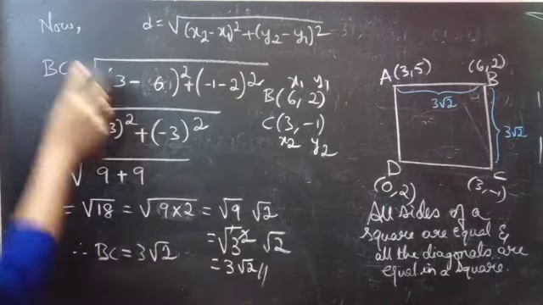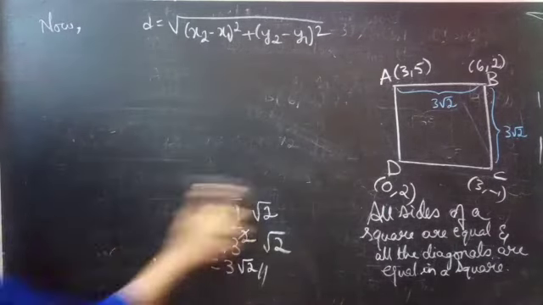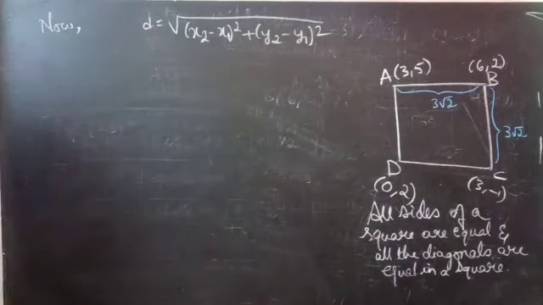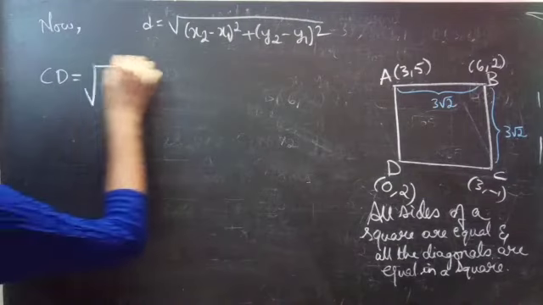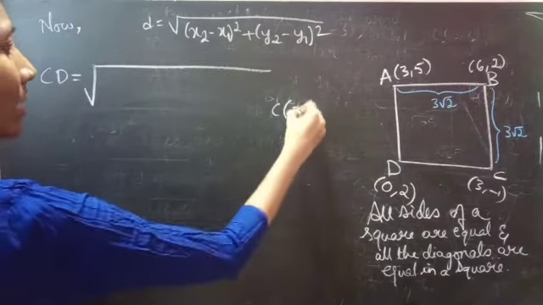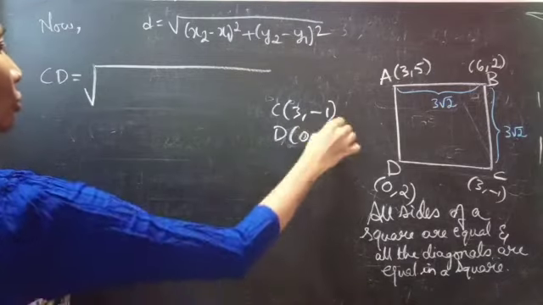Okay. So now we'll find the distance CD. CD equals square root of, you're having C (3, -1) and D (0, 2).